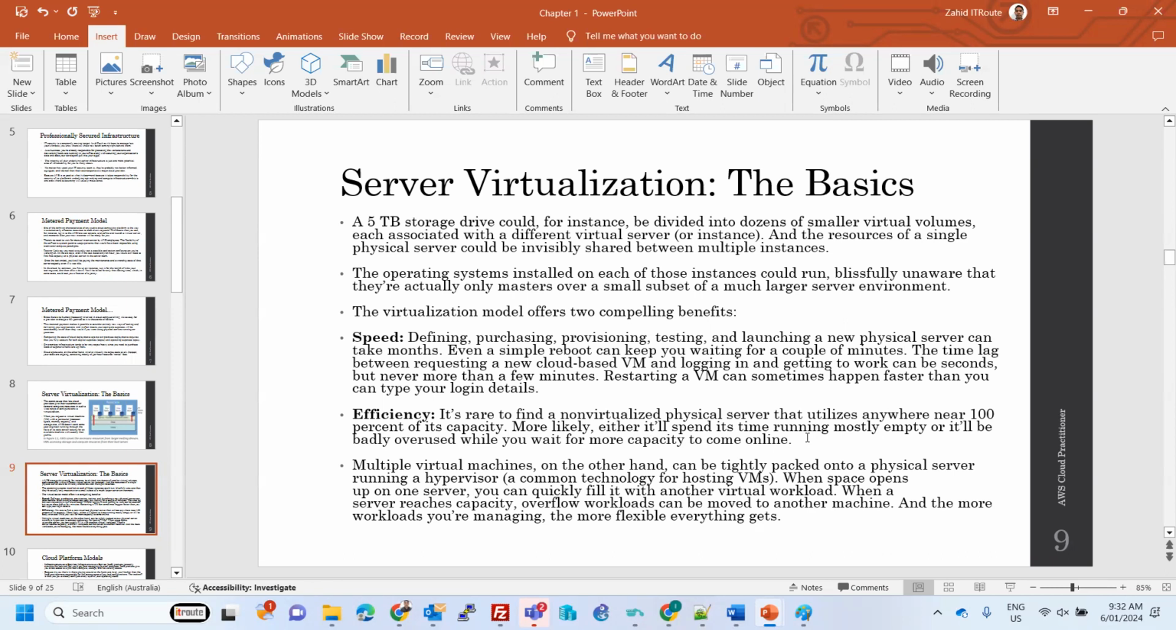But when you create virtual machines, you're actually utilizing all of your resources evenly. That's one of the advantages we have. So that means you can efficiently utilize your server and all the server resources.